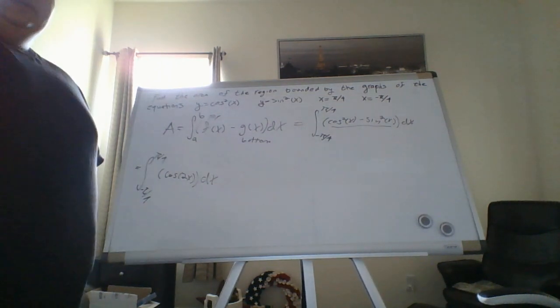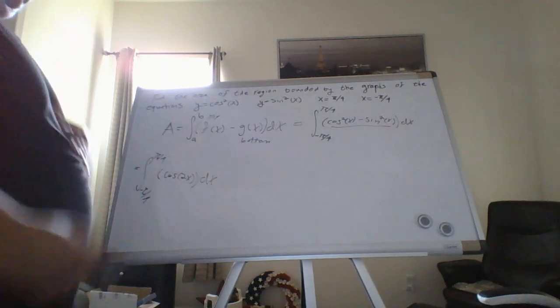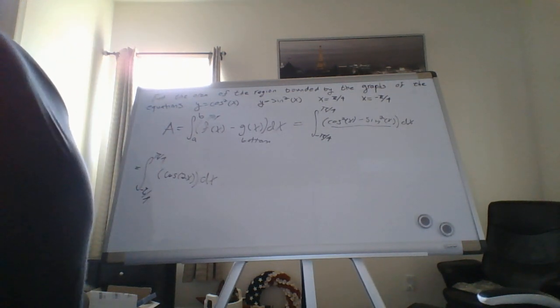You might even need to know these for some of your tests, which can be a pain. But hopefully you get a cheat sheet. If you don't, I feel sorry for you. But so we know that it's cosine 2x.